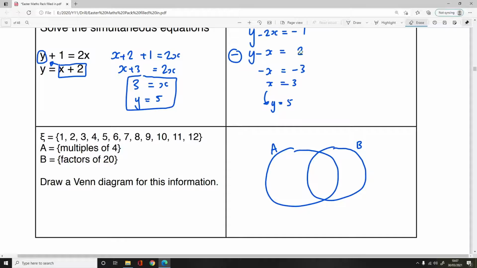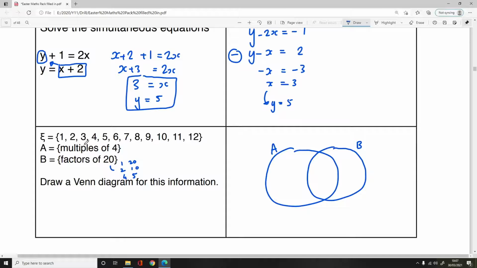And we use these little curly brackets to say here's a set of numbers. Okay, so we've got multiples of 4 and factors of 20. It would be good to think about what these are. So factors of 20 are 1 and 20, 2 and 10, 4 and 5. We're obviously going to need an outside box as well for things that aren't either of these things.